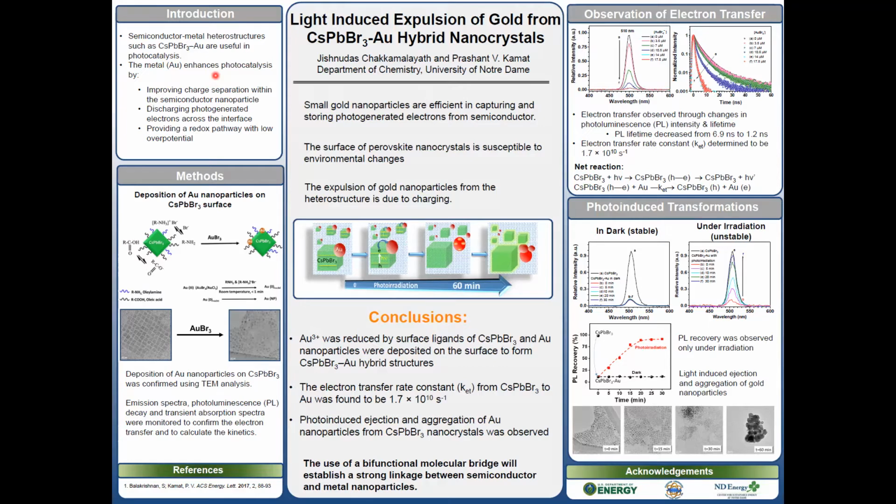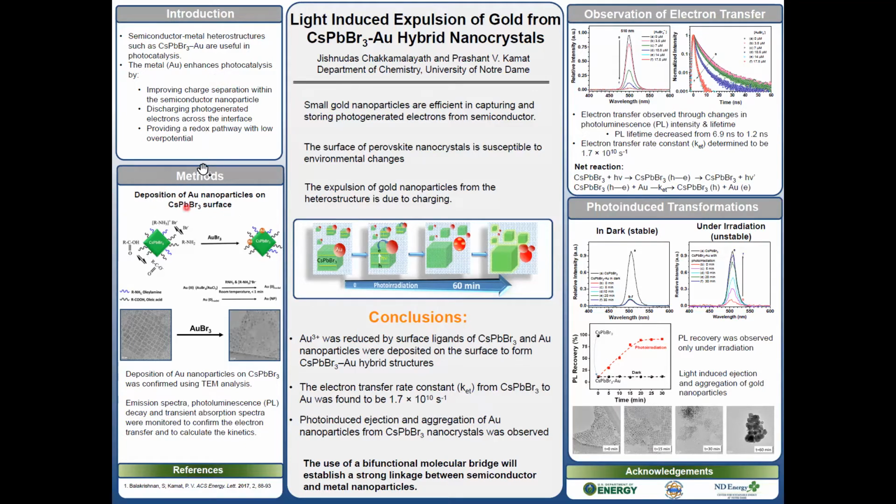So the obvious question then would be, why is it so difficult to design a perovskite metal nanoassembly that can be directly employed in a photocatalysis process? I focus mainly on the design of these metal semiconductor heterostructures and also the interfacial processes happening in them.